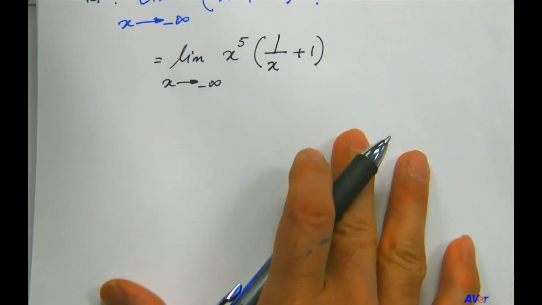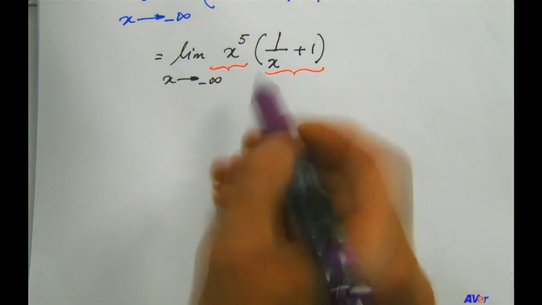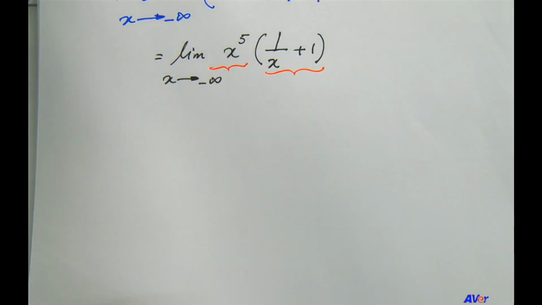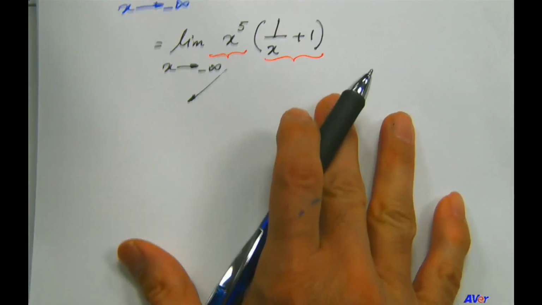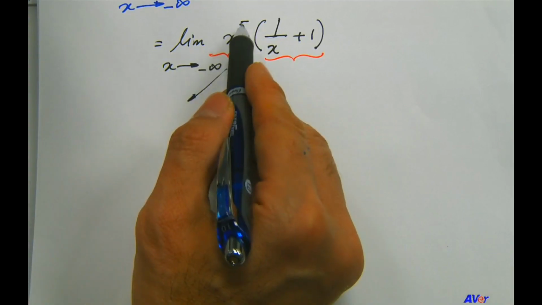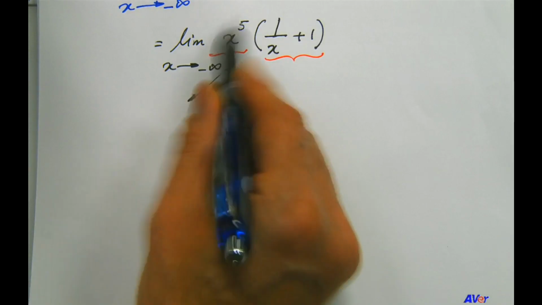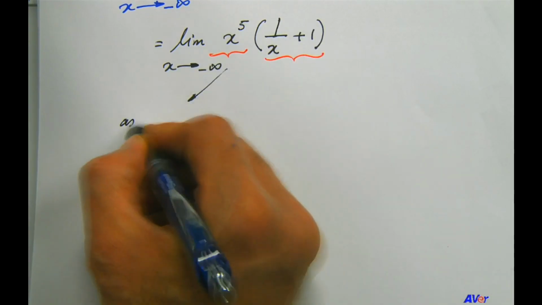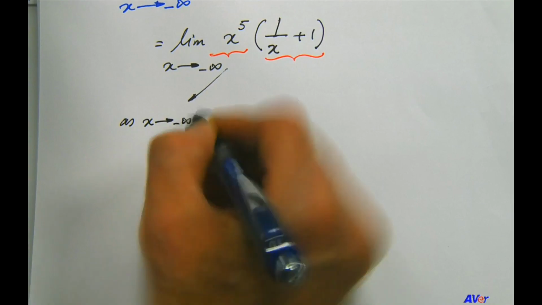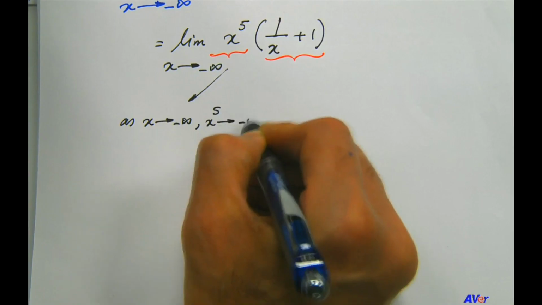Okay? So once again, let's look at the behavior of this piece and this piece as x approaches negative infinity. So for this factor, because that power is odd, as x approaches negative infinity, this whole thing approaches negative infinity. So x to the fifth power approaches negative infinity as well.